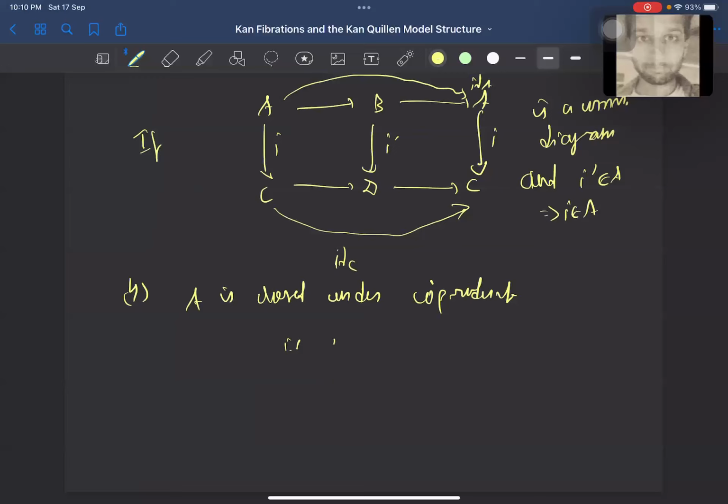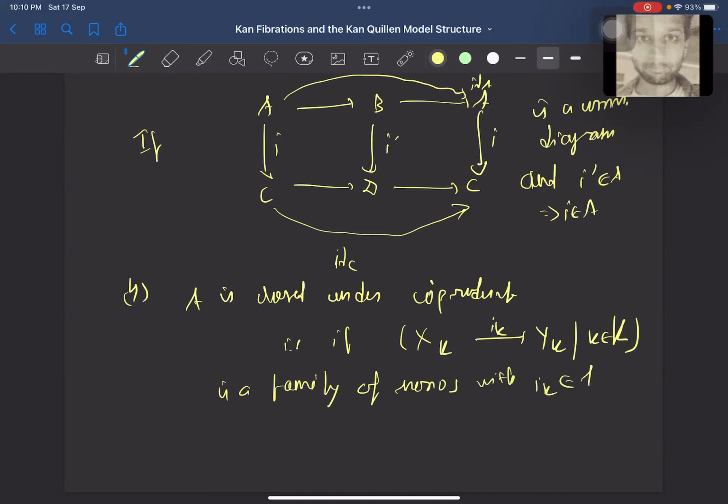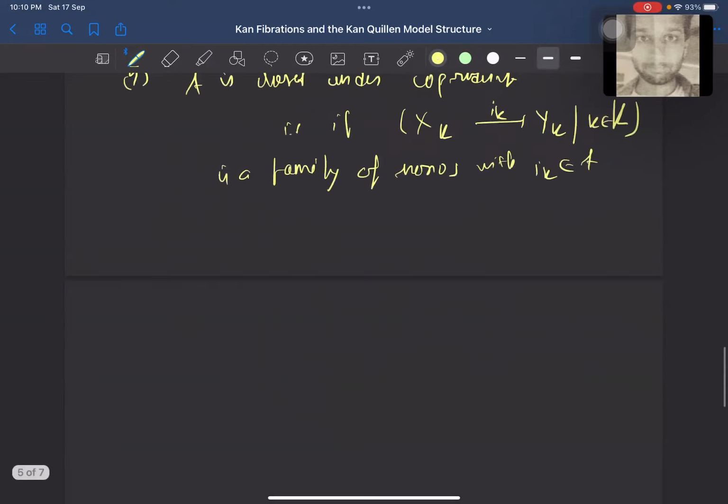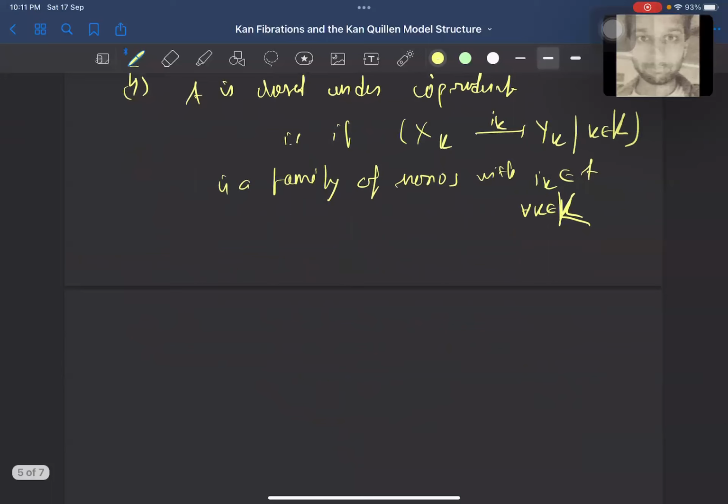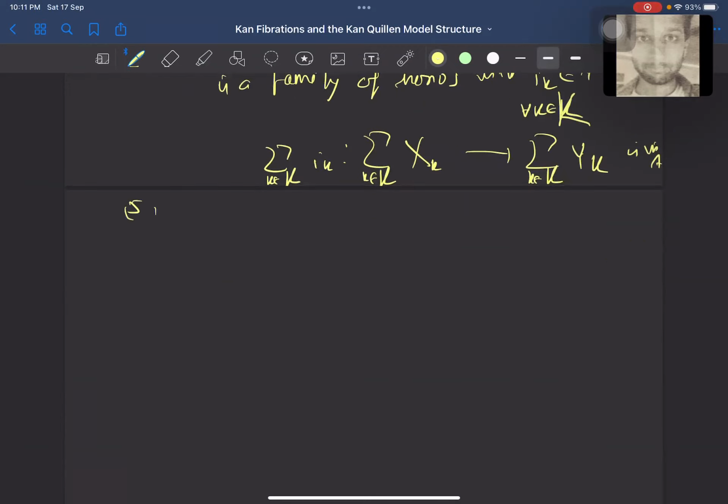If we have a family of monos, with this as our index set, a family of monos with i_k in A for all k in K, then the following morphism is also in A. Then A is closed under co-limits, that is, it is co-complete.